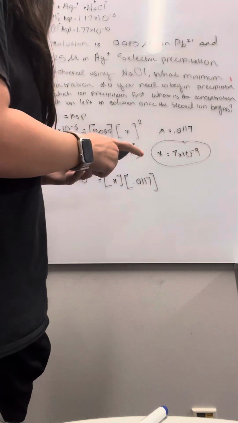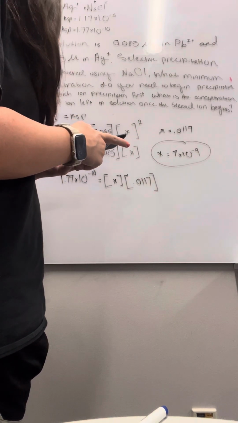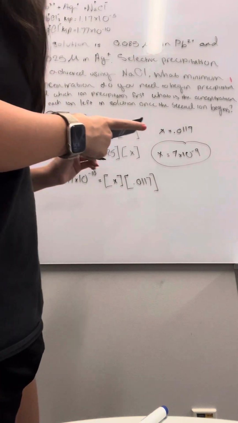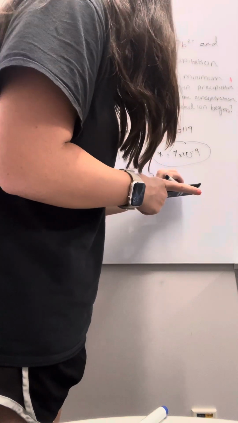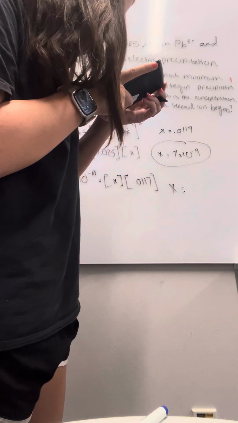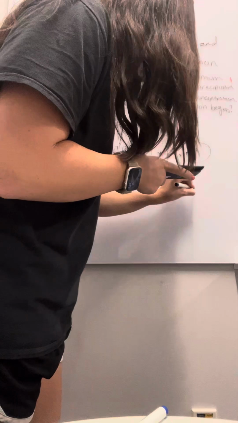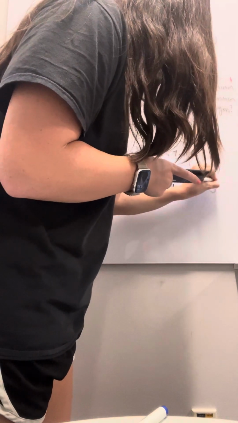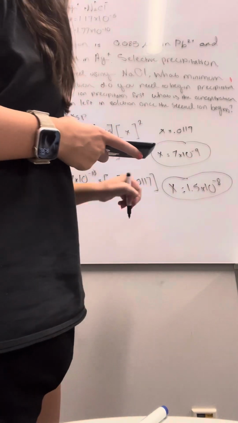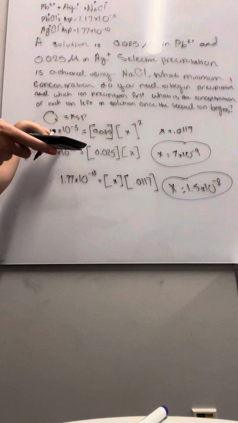So when we calculate this, we get that our Ag is going to be at a value of 1.5 times 10 to the negative 8. So this is the value that AgCl will be at once our second ion begins to precipitate.